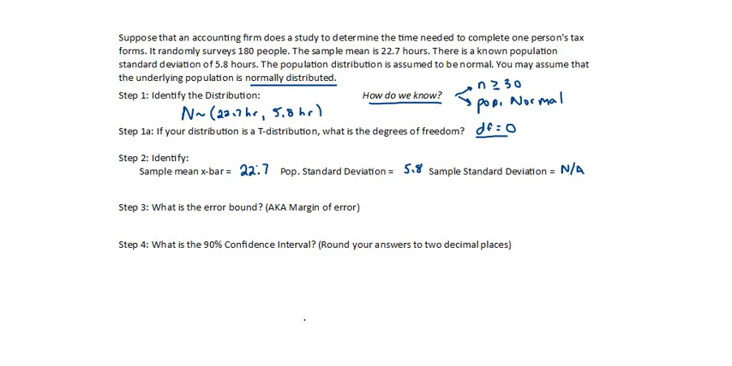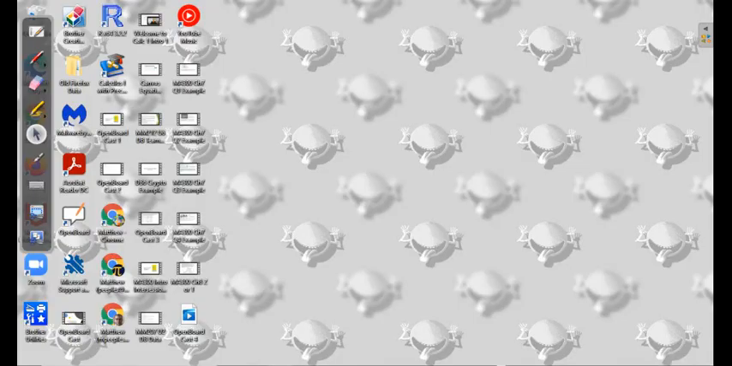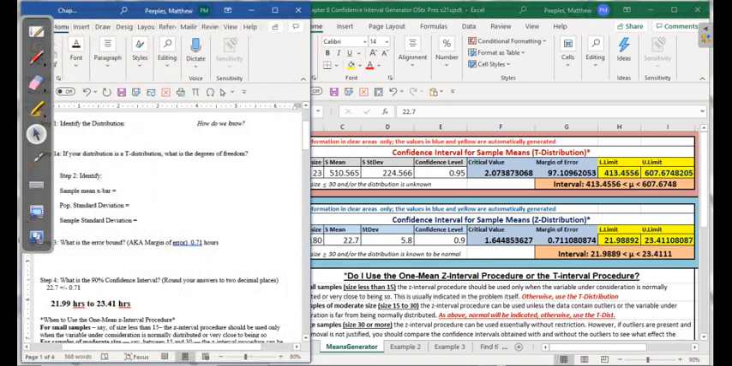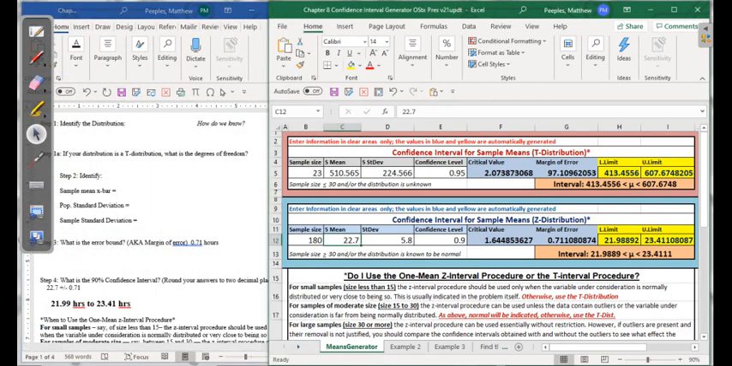What is the error bound mean? Well, that is the margin of error, and in order to calculate that, we're going to use Excel to help us do that calculation. So here's what we're going to enter. In Excel, we're told the sample size, and we're going to use the blue one down here for our normal distribution, sorry. And our sample mean is 22.7. Our standard deviation, we're using the population standard deviation, is 5.8.